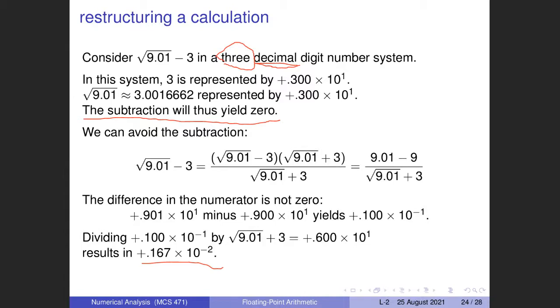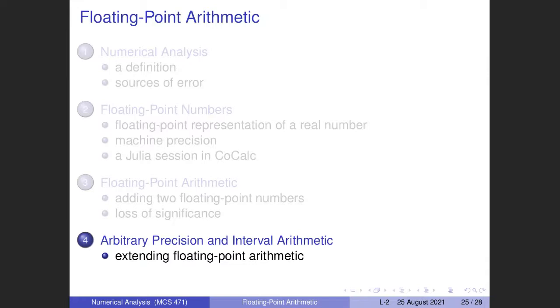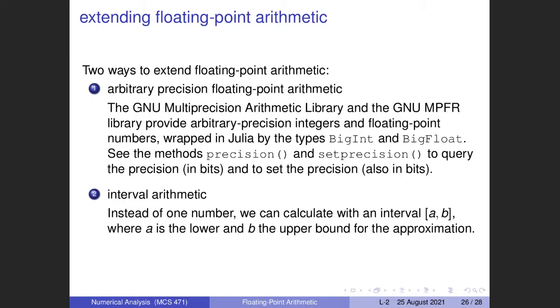Okay, last section. So for once, I'm actually not going over time. Very good. So Julia actually has the type BigFloat, which uses arbitrary precision floating point arithmetic.